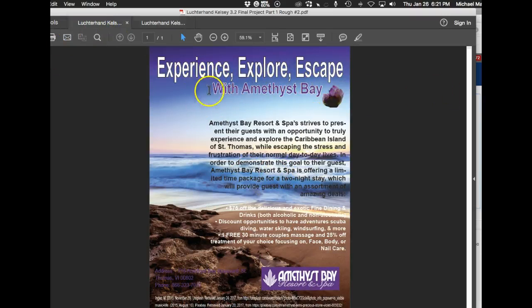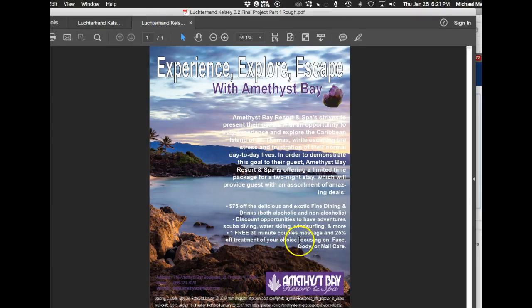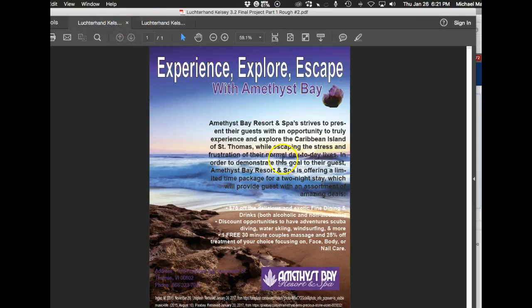Headline, subhead with the little stone up there. Then you have your left align type, your right placed logo. So these are basically two iterations of the same concept instead of two different concepts. Okay, I hope that makes sense.